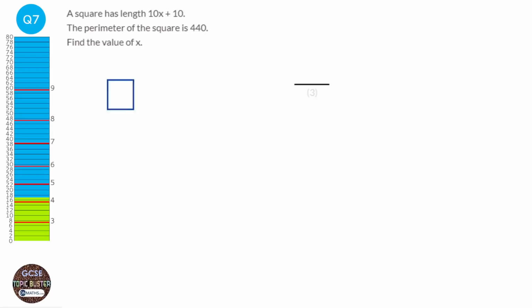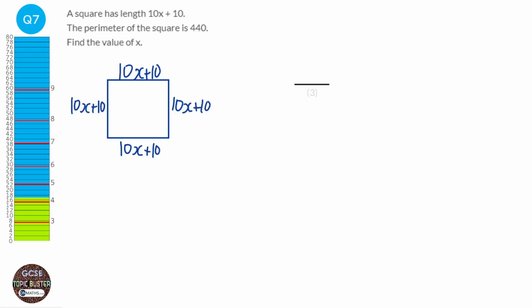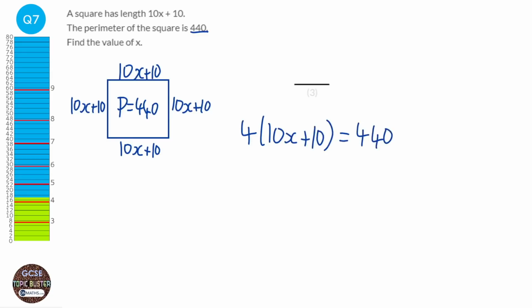First thing I'm going to do is just draw the square out, and we know the length of it is 10x plus 10, but it is a square, so that's the same all the way around it. But we're also told that the perimeter is 440. So what we can do is we can work out the perimeter in algebra by multiplying 10x plus 10 by 4, or just adding up the 4 lengths that we've got. So we're going to do 4 times 10x plus 10. But we also know that that is going to be 440 because we're told in the question that the perimeter is 440.